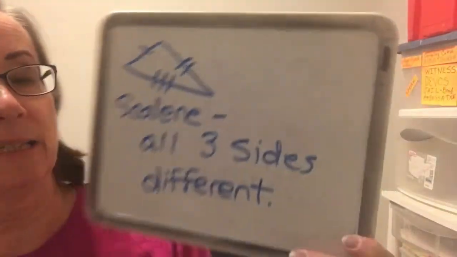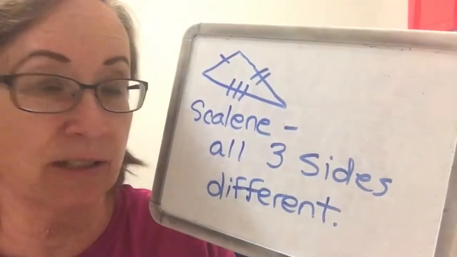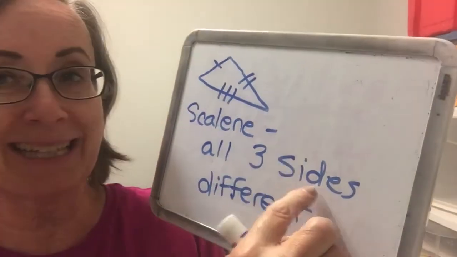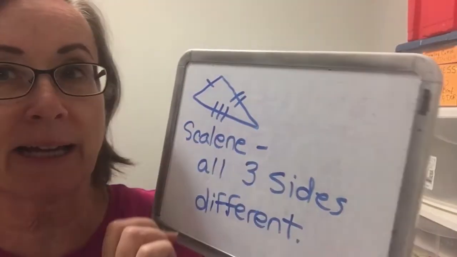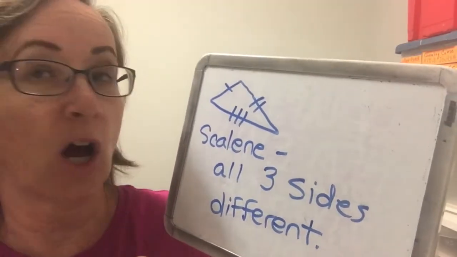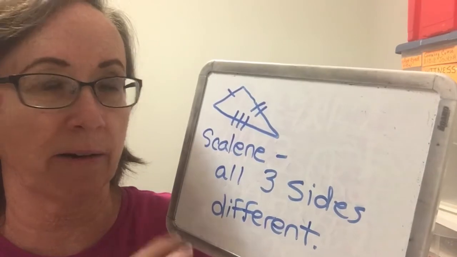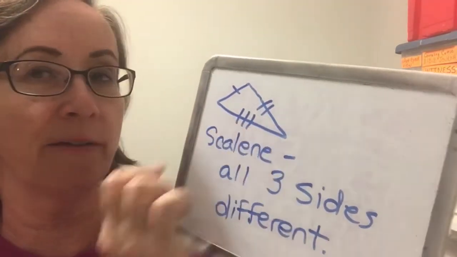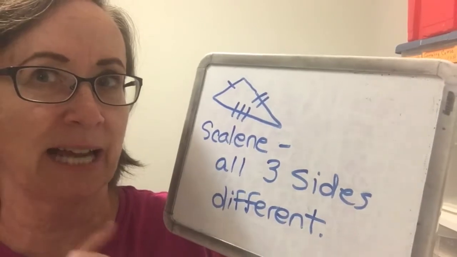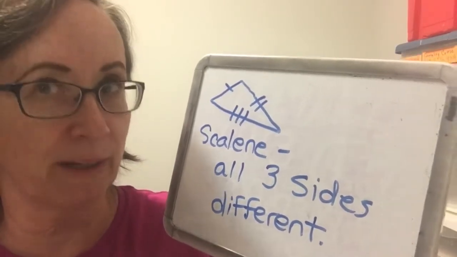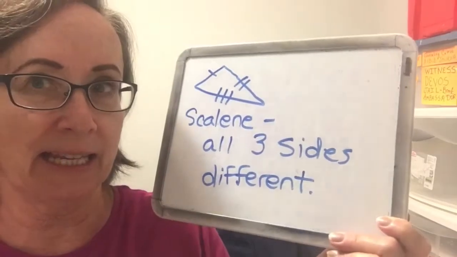So now we're going to talk about sides of triangles. So those were angles of triangles, and now we're going to talk about sides and how to categorize our triangles according to size. So here, a scalene triangle has all three sides different. Now, when we're looking at triangles, we put a little hack mark on our triangle to denote similarity. So if all three of the sides have different hack marks, then we have three different sides. And that is called a scalene triangle.